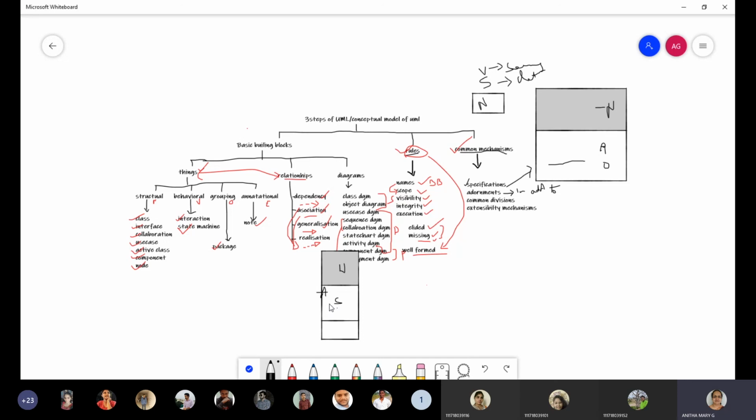These attributes have visibility, which means we can say something about public, private and protected. Public, private and protected. So how can I give public? It is by using the symbol plus. Private is using the symbol minus. Protected should be hash.